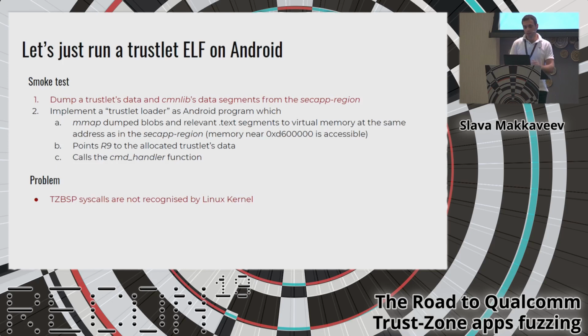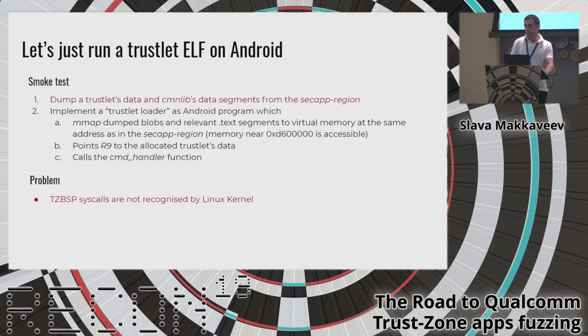We just need to dump its data segment and the data segment of the common library from the secure world, and then implement a specific trustlet loader program in Android, which will allocate the dumped data in its virtual memory and the code segment of the trustlet in its virtual memory as read-write-executable. Then point the R9 register to the trustlet data, because it's a feature of the trustlet code, and at last call the command handler providing some request and response buffers.